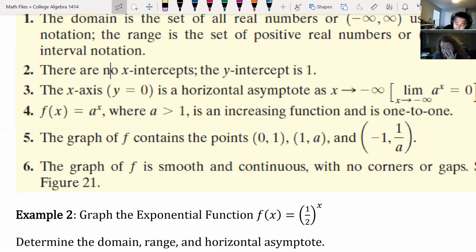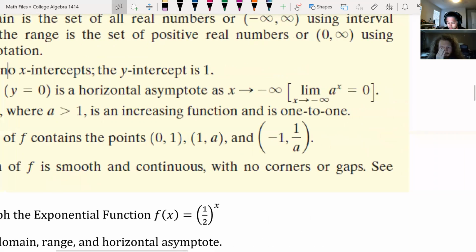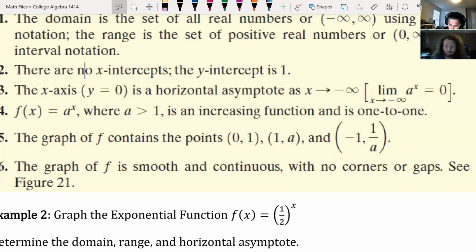Okay. The graph of our exponential function contains the points (0, 1), (1, base), and (-1, 1 over the base). Those are all the points we have. We have those graphed. And the graph is smooth and continuous. See figure 21.